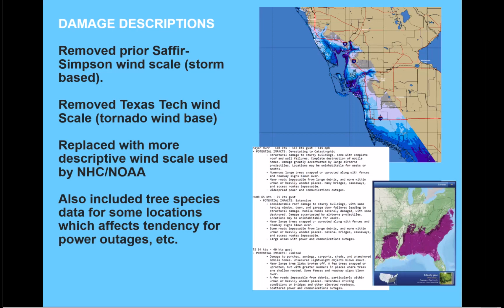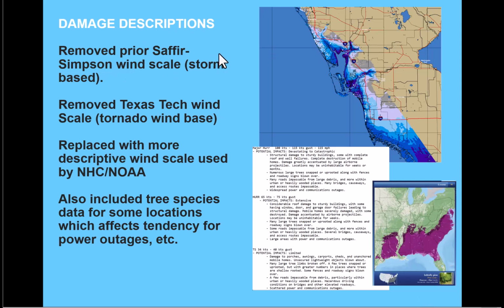In this section, we're going to talk about the changes to the damage descriptions. And there are several key items. And on the right is an indication of some of the additional data we're using. Storm surge, descriptive wind, and actually tree species data.